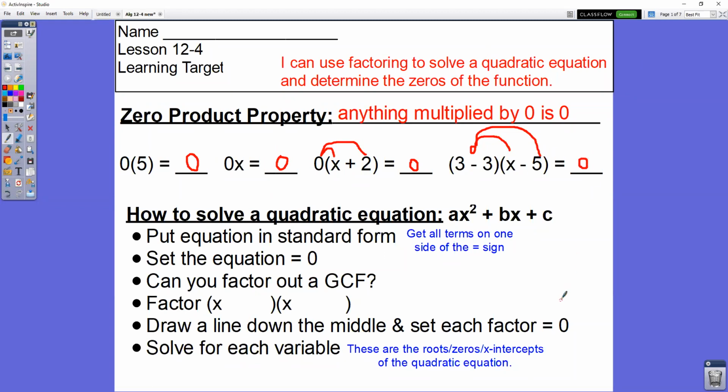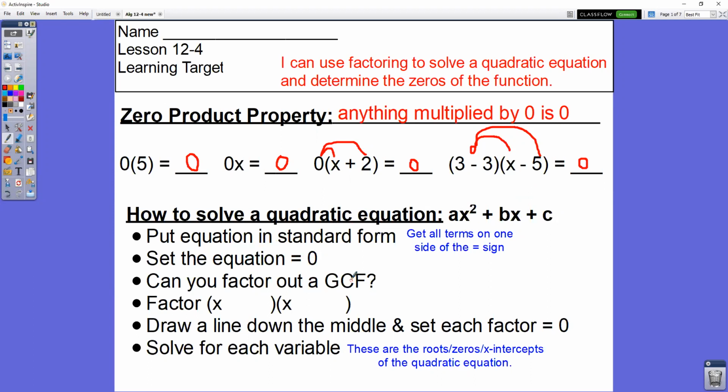So we're going to be setting things equal to 0 today. In order to find the zeros, we have to set it equal to 0. These are the step-by-step instructions that you are going to follow for every single question today. You are going to put the equation in standard form. So you need your biggest exponent to come first, then your x, then your plus or minus whatever your plain number is. You are going to set the equation equal to 0. Very, very important that you set it equal to 0 because that's how we're going to find the zeros. Sometimes you're going to be able to factor out a greatest common factor.